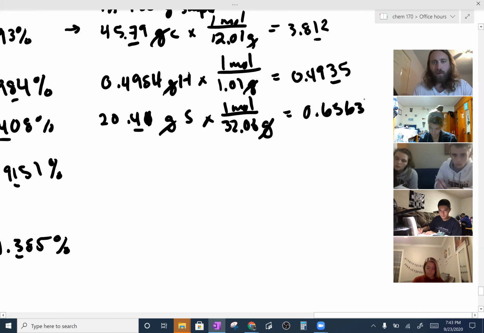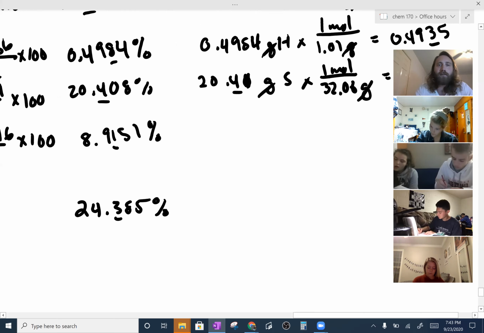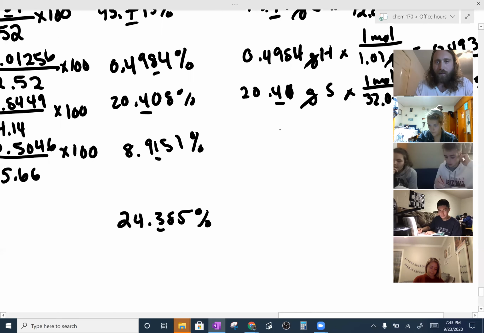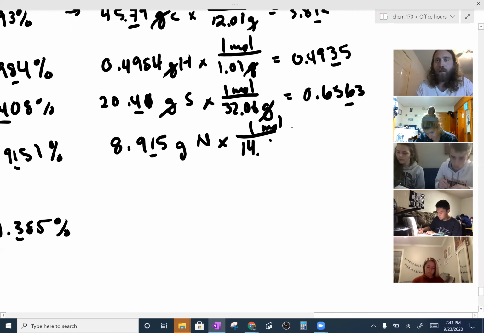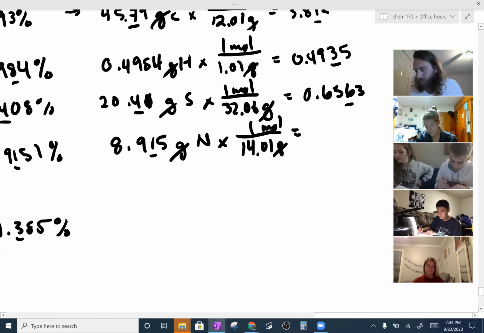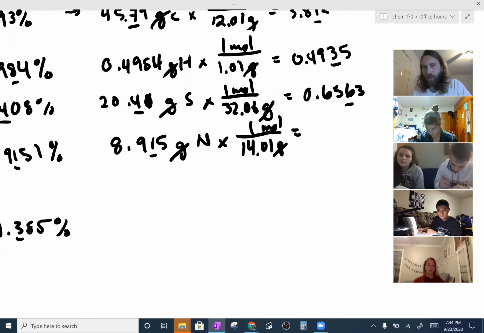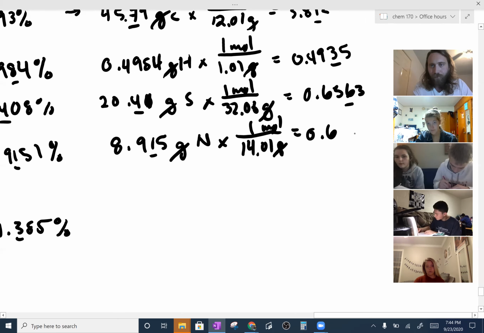Next is nitrogen. So I have 8.915 grams of nitrogen. I'm going to multiply that by the inverse molar mass of nitrogen, 1 mole divided by 14.01 grams. Grams cancel out. So that'd be 8.915 divided by 14.01, which is 0.6363 moles of nitrogen as well.